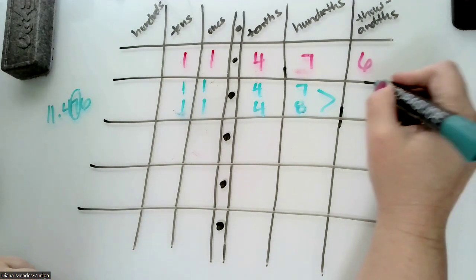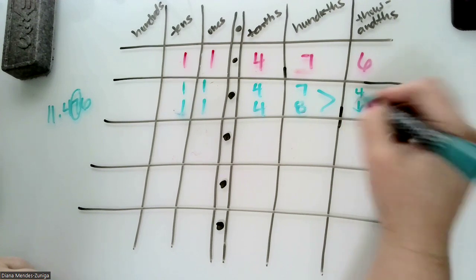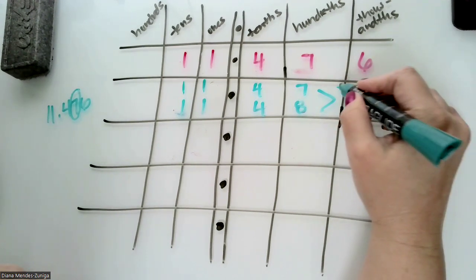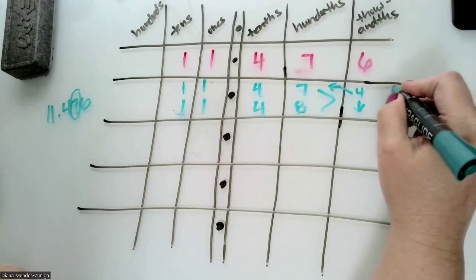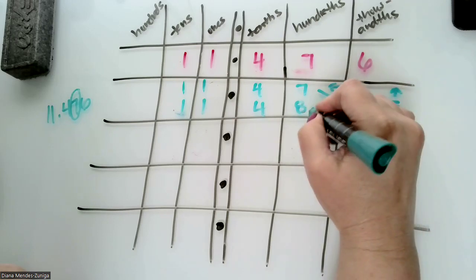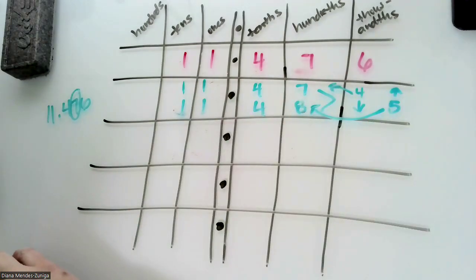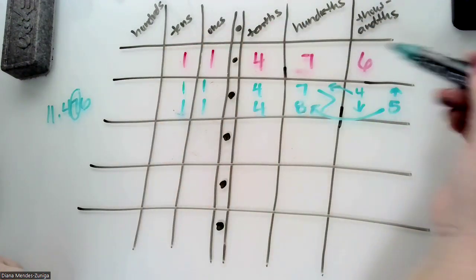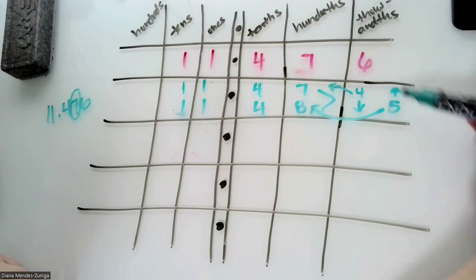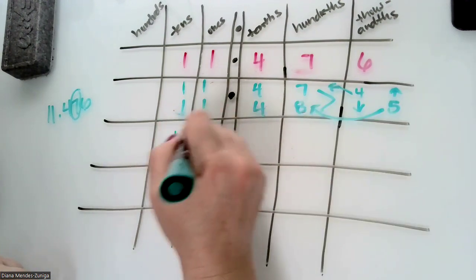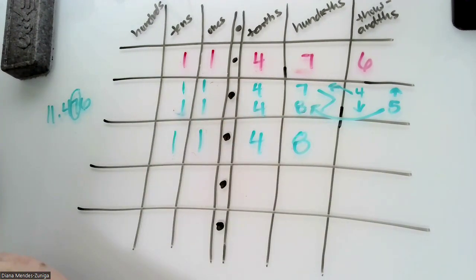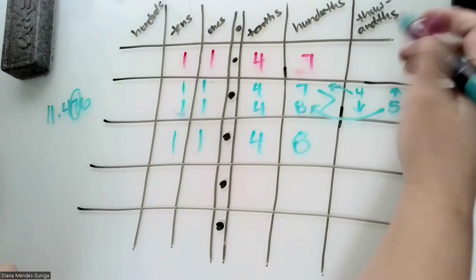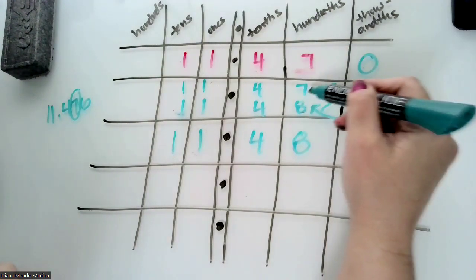Now, if this number to the right is 4 or lower, it will stay the same. It will stay the 7. If this number is 5 or higher, it will go up to 8. Okay? So if you have 11.476, this 6 is higher than a 5. So that is going to go up to 11.48. Now, if this number was a 0, it would just stay the 7.